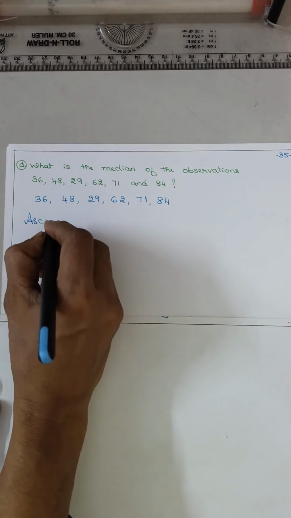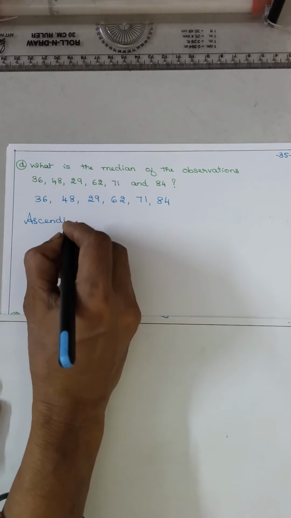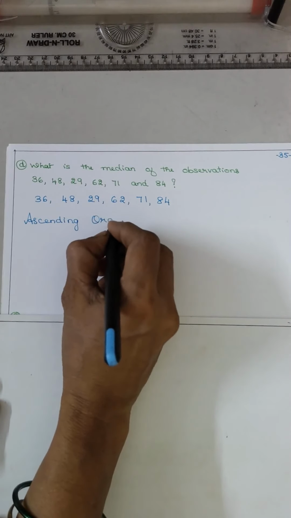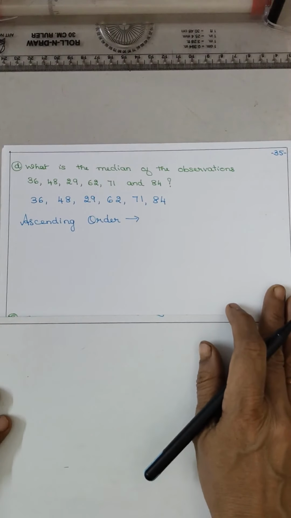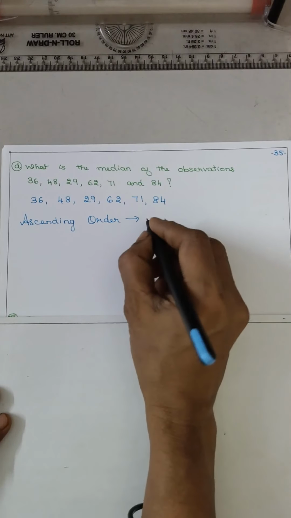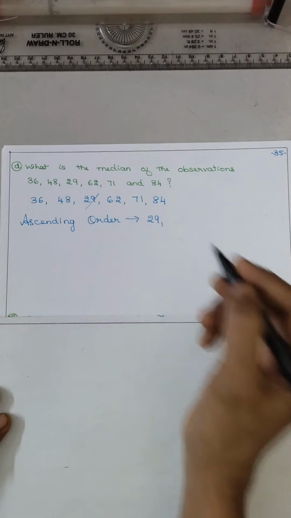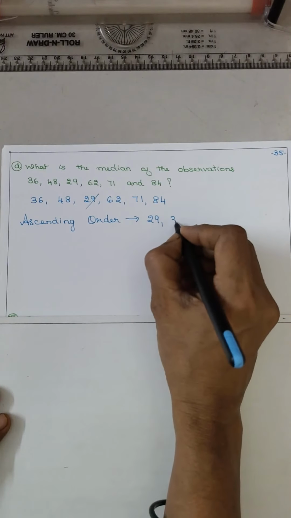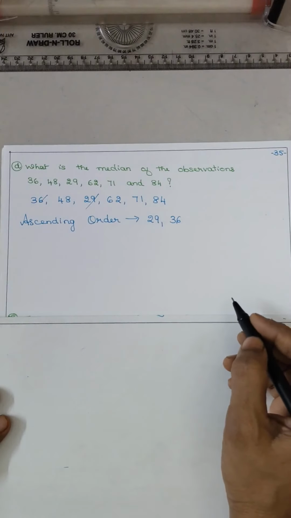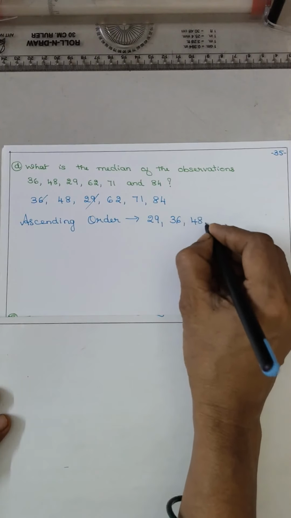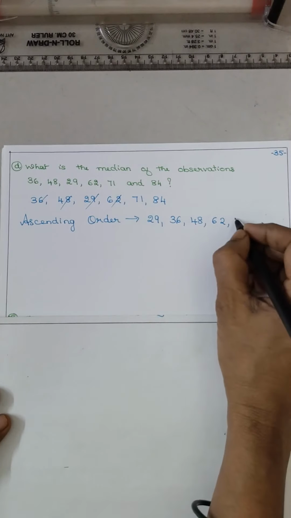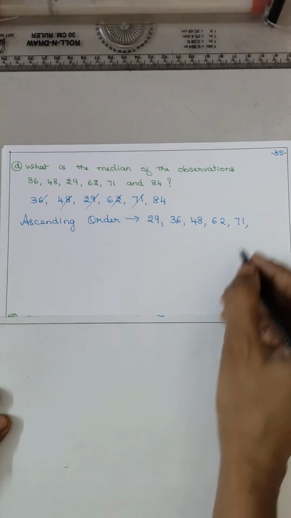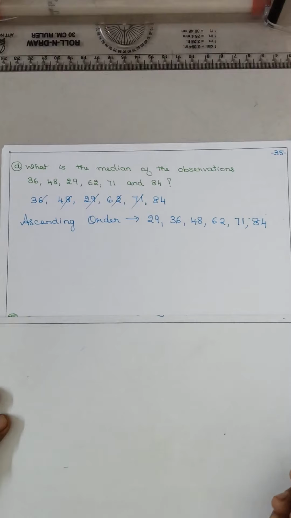Ascending order. So please, all students, don't forget to write this ascending order, otherwise the answer will be wrong. So the first step is ascending order. सबसे छोटा कौन सा है? 29. Next is 36. Next is 48. Next is 62. Next is 71 and next is 84.